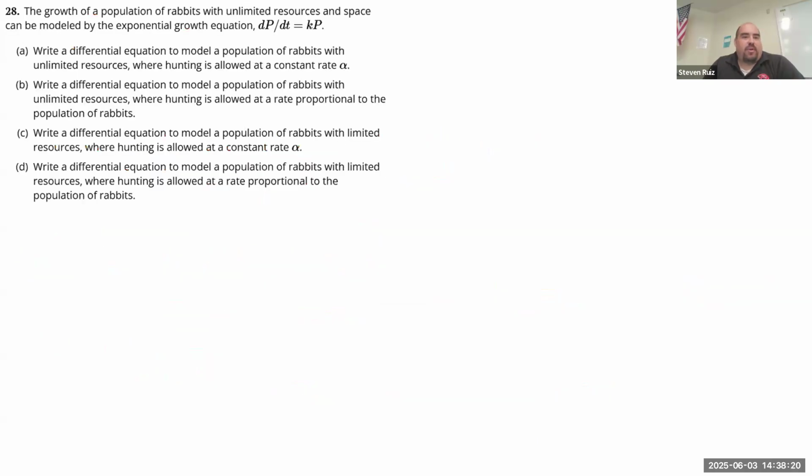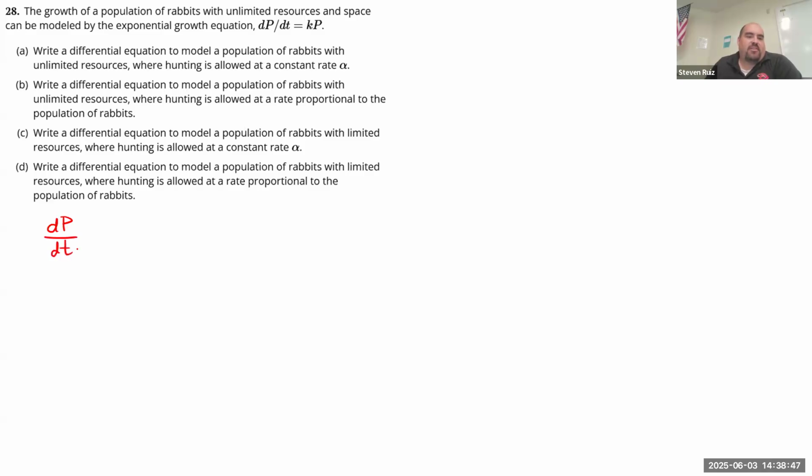All right, let's go ahead and look at number 28. So now we're given some descriptions of a situation, and we are going to write some differential equations based on those descriptions. So the growth of a population of rabbits with unlimited resources in space can be modeled by this exponential growth equation. So this is a pretty unrealistic way to think about this.